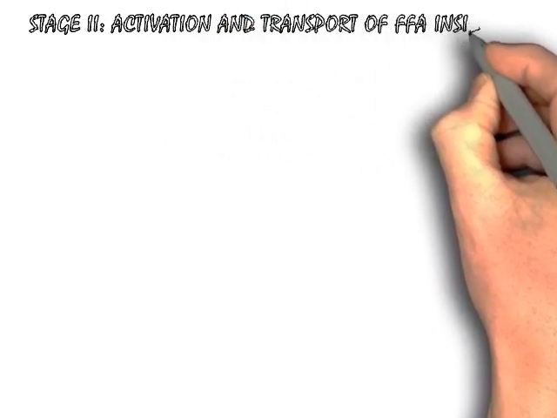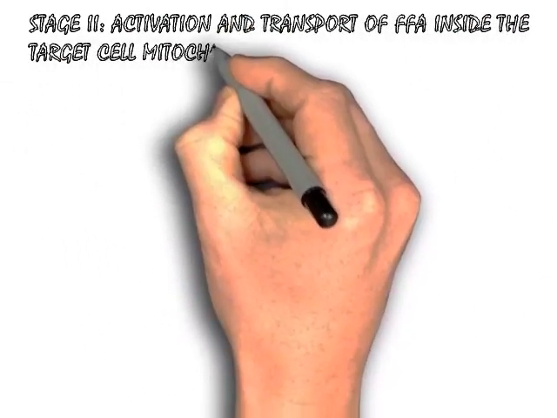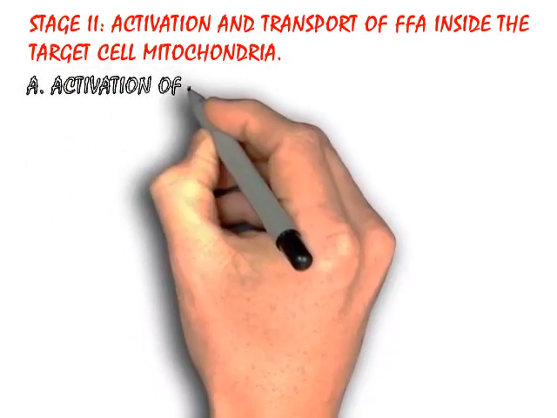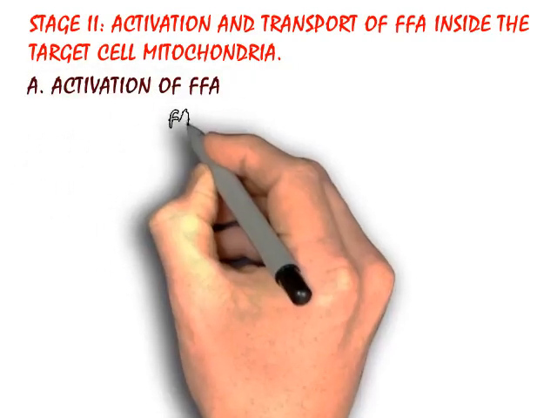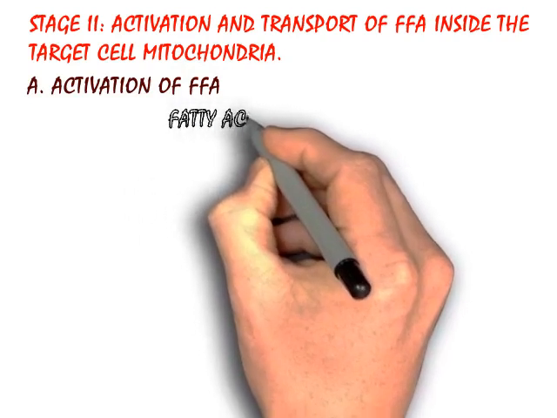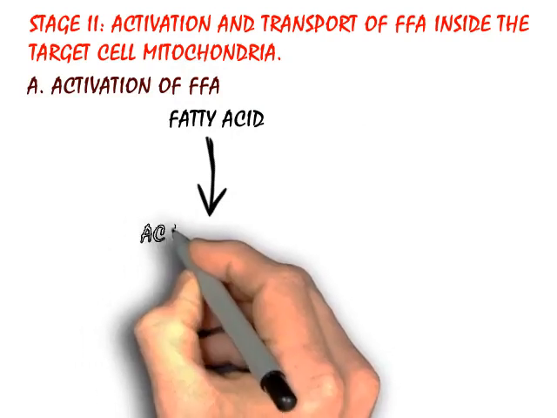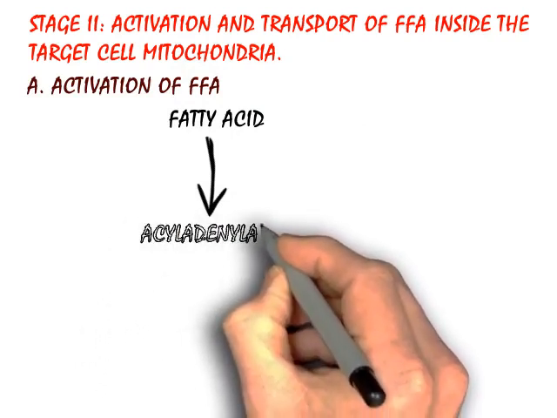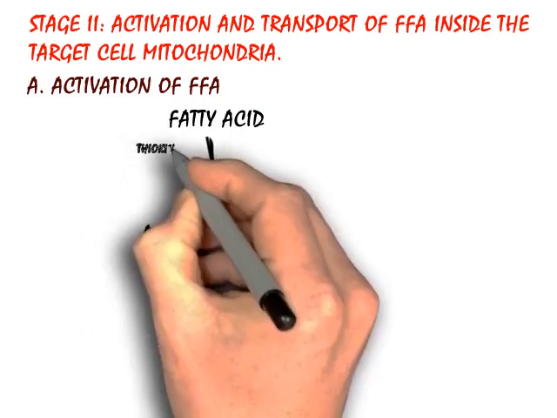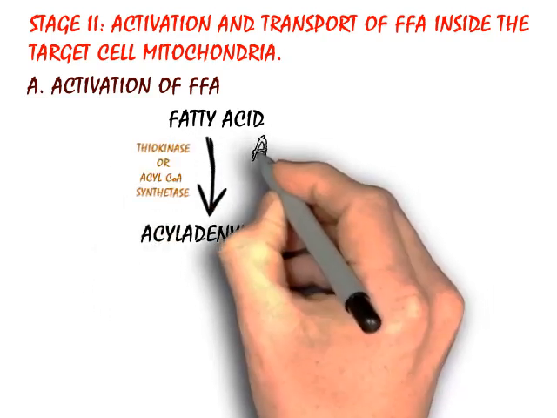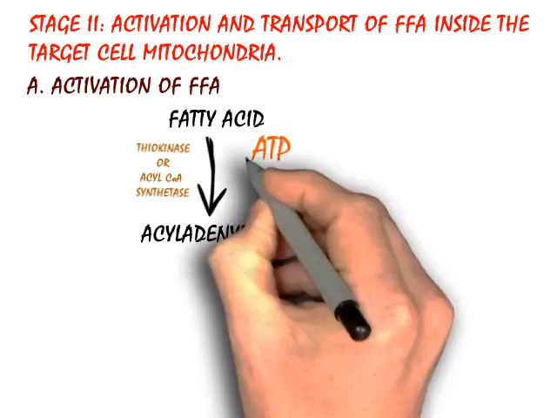Now in stage 2, we'll talk about the activation and transport of free fatty acid inside the target cell mitochondria. First, we will talk about the activation of the free fatty acid. In the activation of the free fatty acids, the reaction occurs in 2 steps and requires ATP, coenzyme A, and magnesium ions. The free fatty acids are activated to acyl-CoA by the help of an enzyme, thiokinases or the acyl-CoA synthetases.